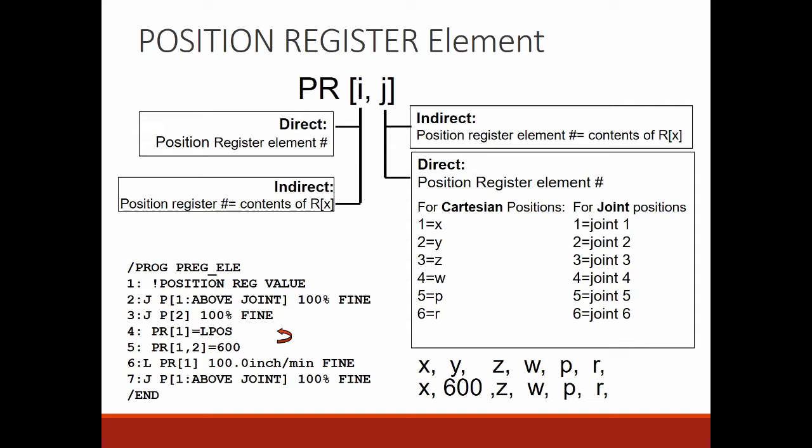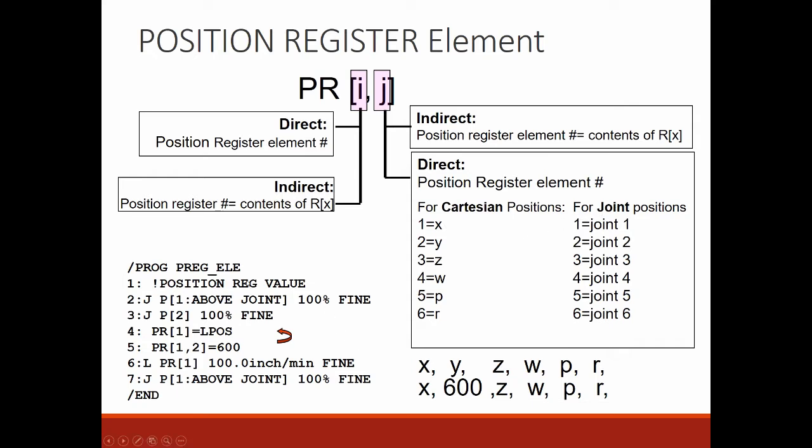A position register element is one element of a specified position register, where the designation I represents the position register number, and we can refer to that either directly or indirectly with a register that then points to a numeric value. J represents the position register element, which can be either representative of a Cartesian position or a joint position.